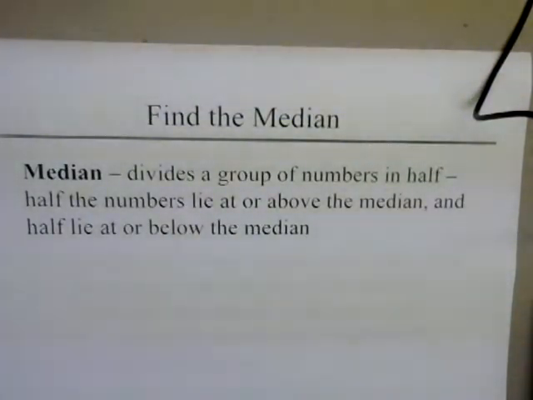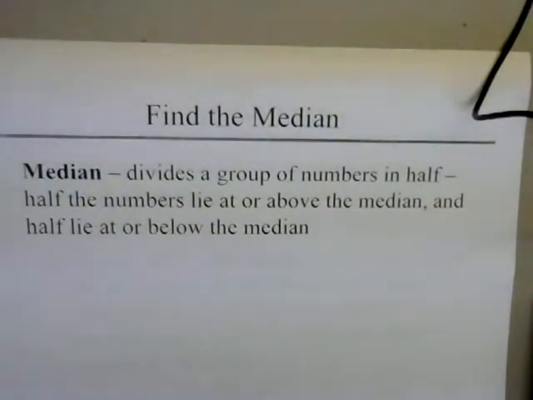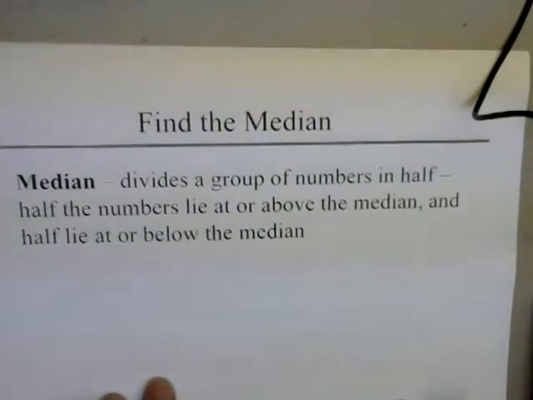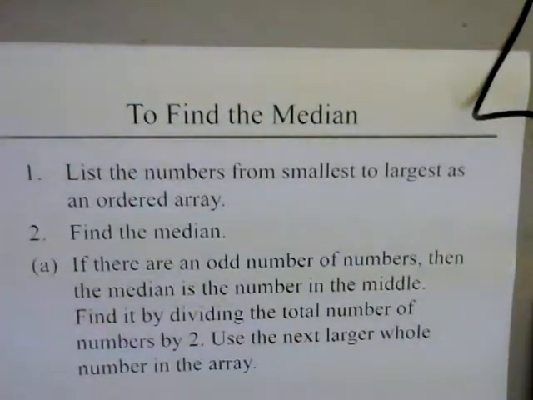So that's another kind of mean that you can calculate depending on the data that you're given. Now another measure of central tendency, or a measure of the middle of a group of numbers, is the median. So the median divides a group of numbers in half. Half the numbers lie at or above the median, and half the numbers lie below the median.